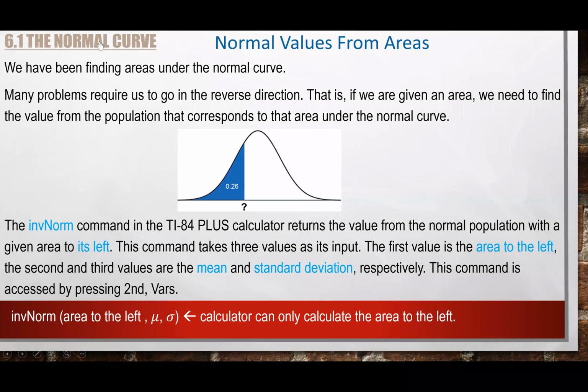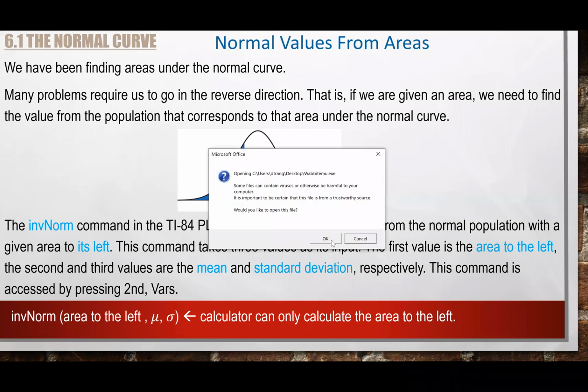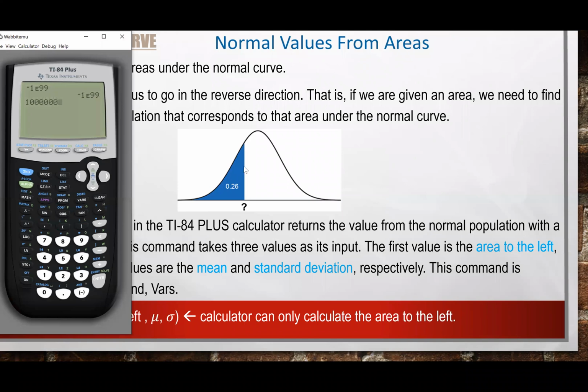So for instance, if they were to ask you to find this item here, you need to hit second var. Instead of using the normal CDF, we go to inverse norm, which is option number 3. You press enter, and this is what they ask you for: the area to the left. Reminder, it's only the area to the left, which is 0.26. This one doesn't have a comma. 0.26.